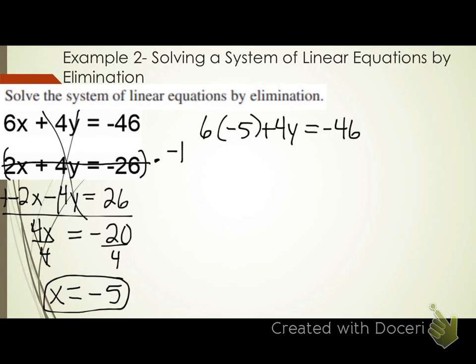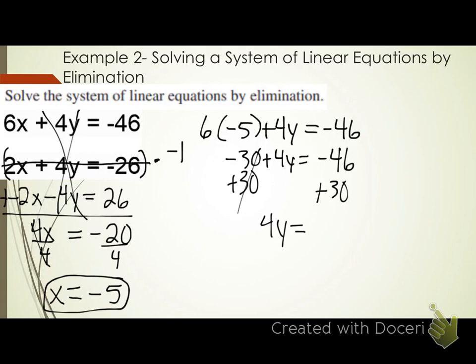What's 6 times negative 5? Negative 30. Next step, trying to get y by itself. Add 30 to both sides to cancel it out. Negative 46 plus 30. Negative 16. Yes, negative 16.